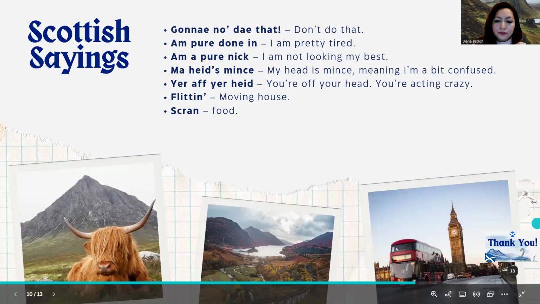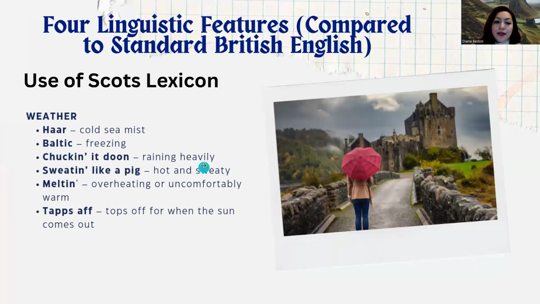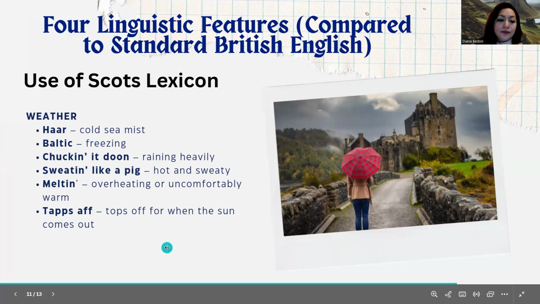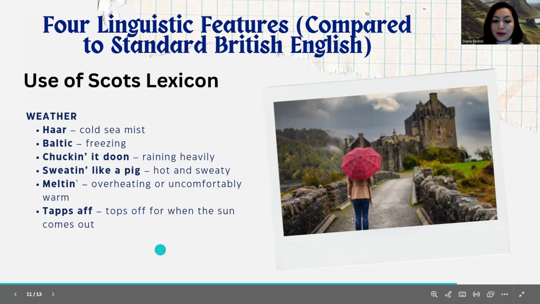And also some expressions about the weather. When you want to say cold: Baltic means it's very cold, freezing. Chucking it down: raining heavily. Sweating like a pig: hot and sweaty. Melting: overheating, uncomfortably warm. Tops off: for when the sun comes out.